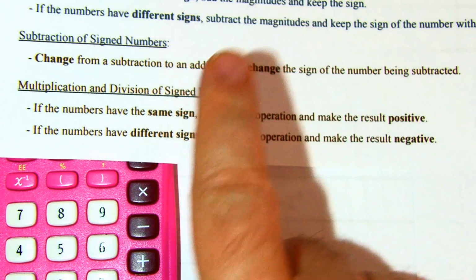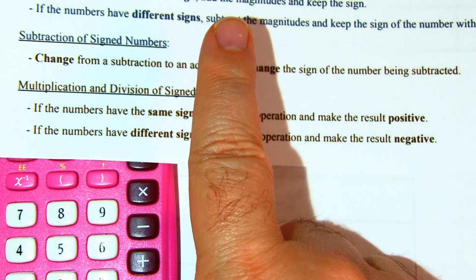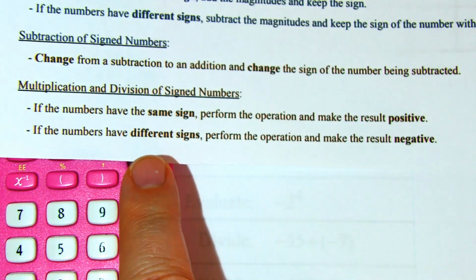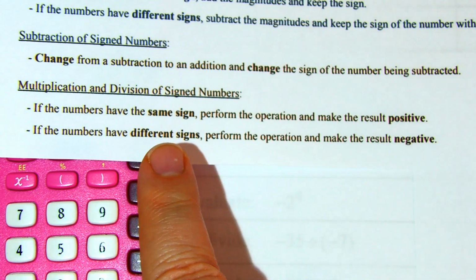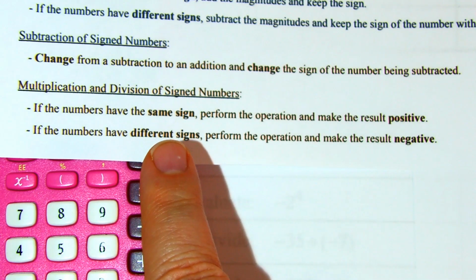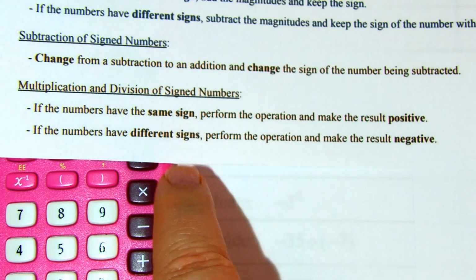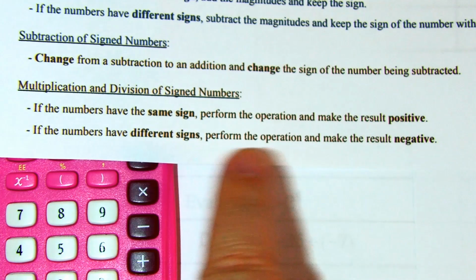It's not the same with addition up above. It was bigger, smaller. Which one was bigger is the sign you kept. With multiplication and division, it does not matter which of the two numbers is bigger or smaller, or what order they're being multiplied or divided in. It's same or different. Same gives you a positive, different gives you a negative.